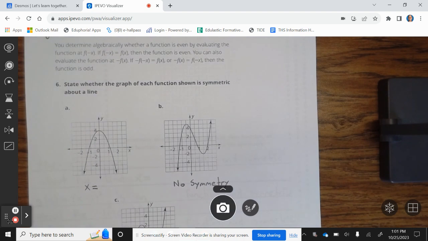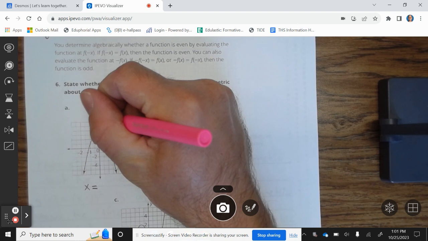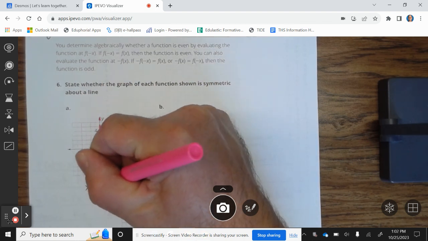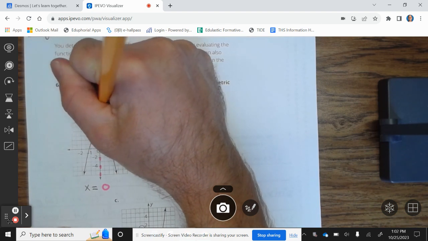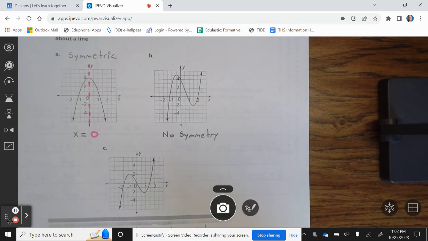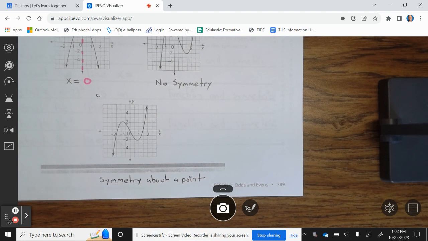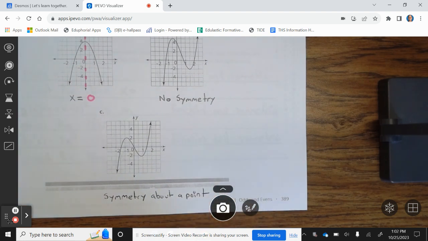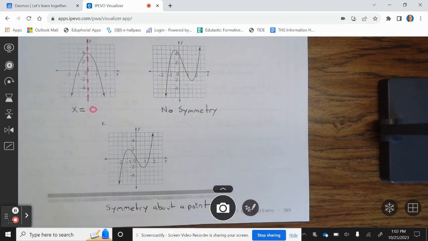State whether the graph of each function is shown as symmetric about a line. A is symmetric across x equals 0. Okay. B, there is no symmetry. And C is symmetric about a point. All right, go ahead and finish up that page.